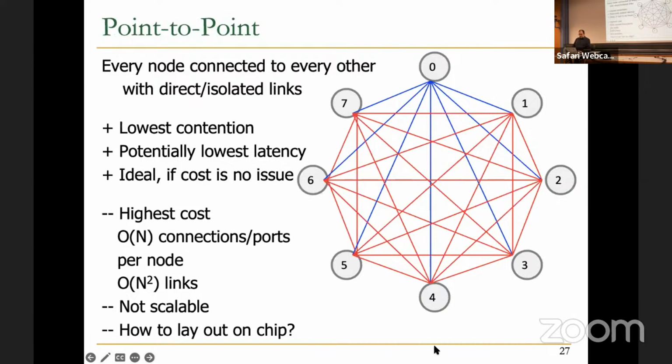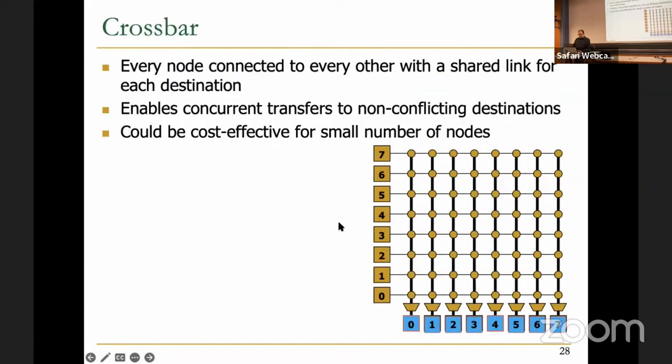Here, if you want to connect to node 0, every node can connect to node 0 with a separate link, right? But in a crossbar, only one node can connect to node 0 at a given time, because there is a shared bus here. So essentially, you have multiple buses in a crossbar, and that makes the difference.